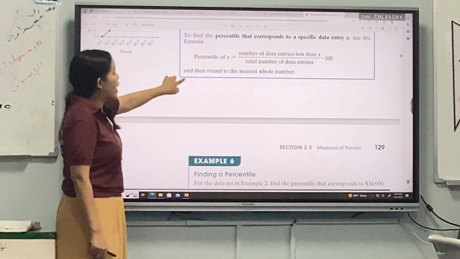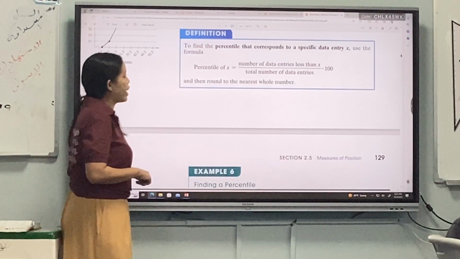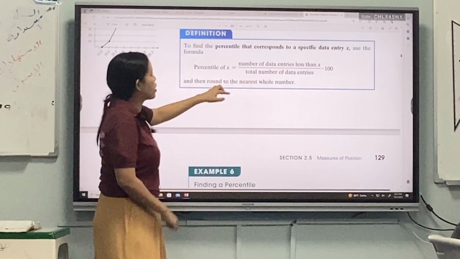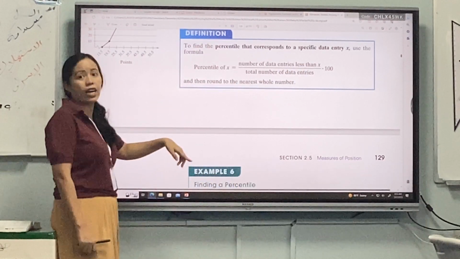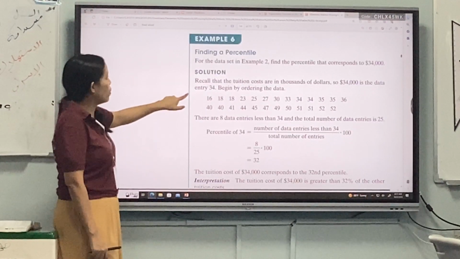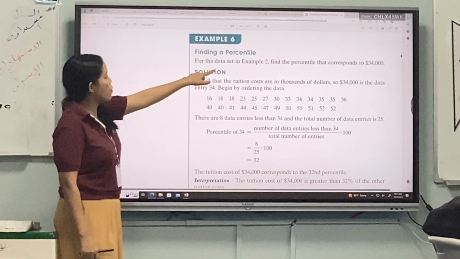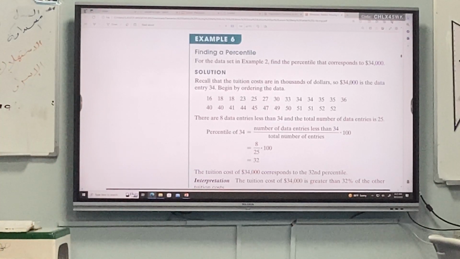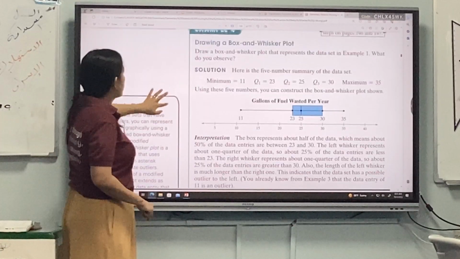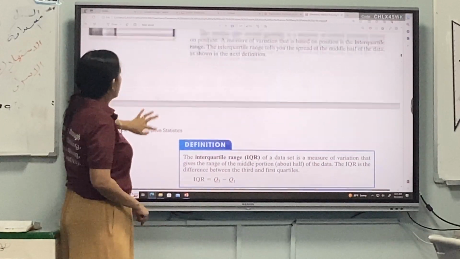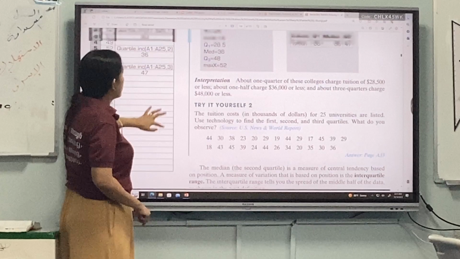To find the percentile that corresponds to a specific data entry X, use the formula: the number of data entries less than X over the total number of data entries, times 100, because we are talking about a percentage. For example, from example 2, find the percentile that corresponds to 34,000. Let us use example number 3. Try it yourself too.